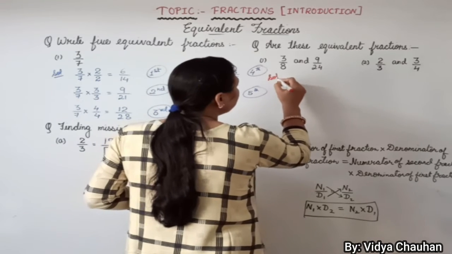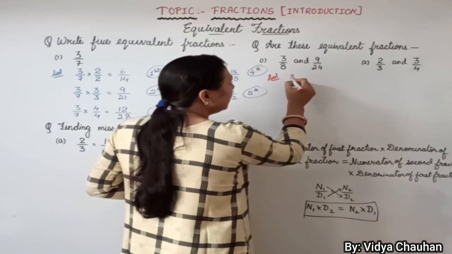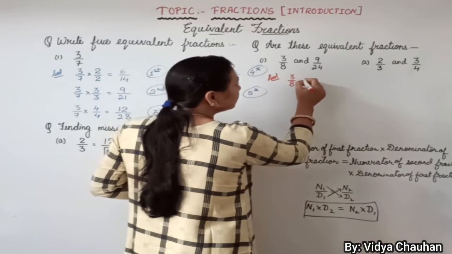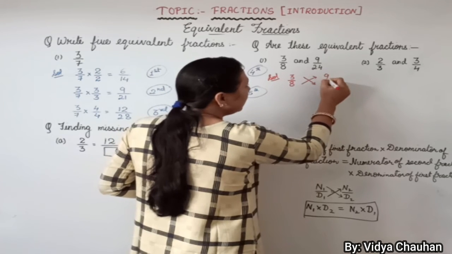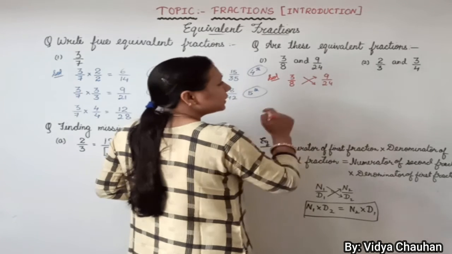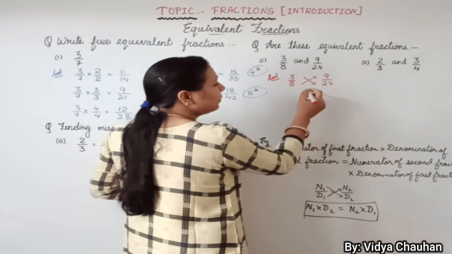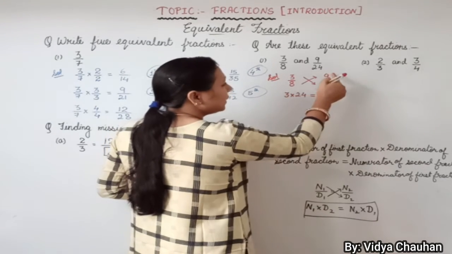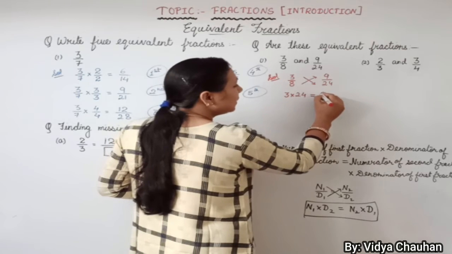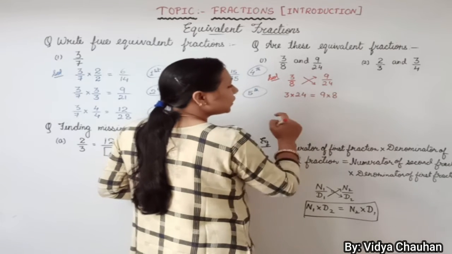So your solution will begin like this: 3 upon 8 cross multiplied with 9 upon 24. So let us cross multiply. So 3 multiplied by 24 and 9 multiplied with 8. So let's check out what is the answer.